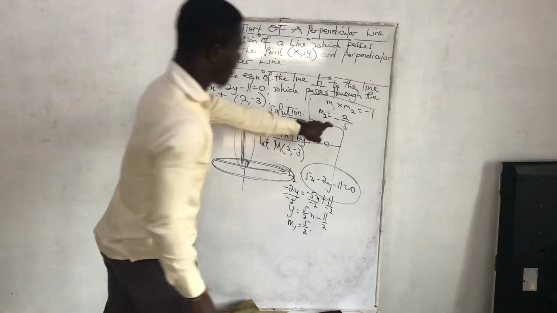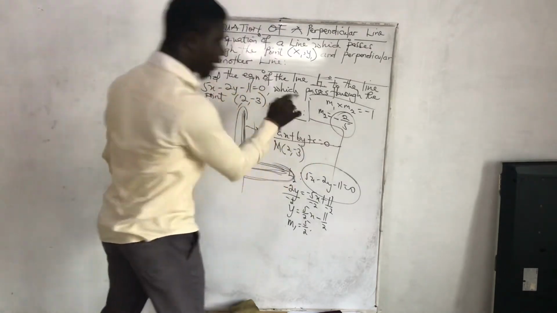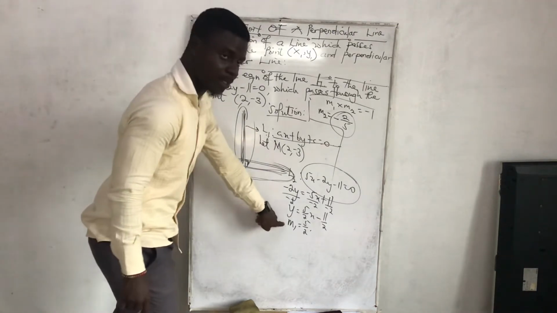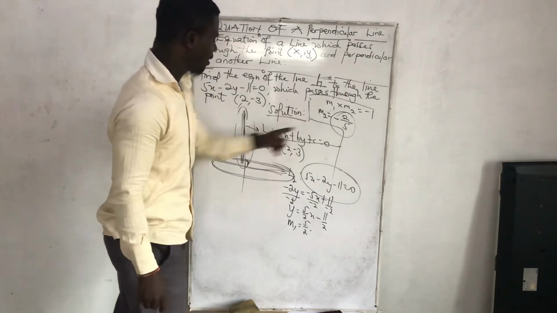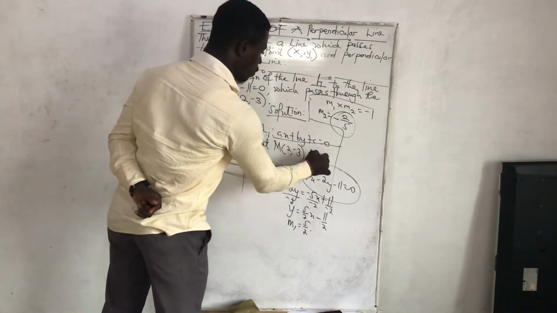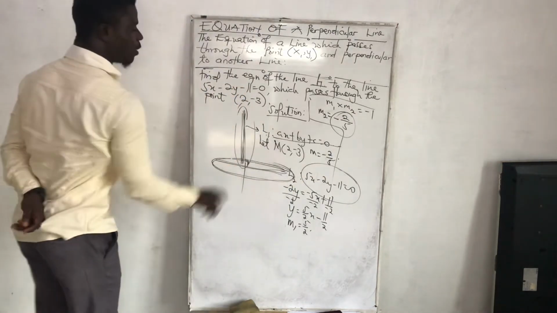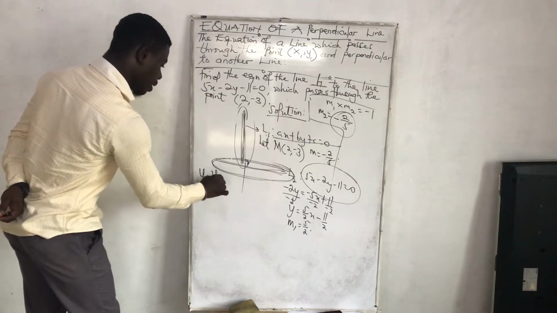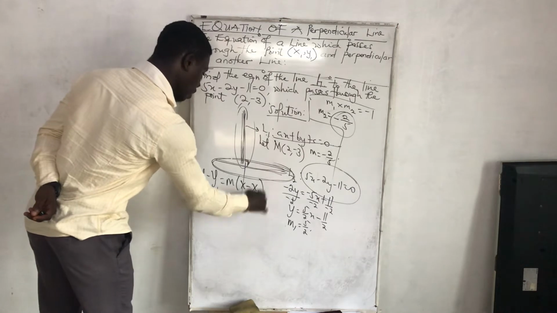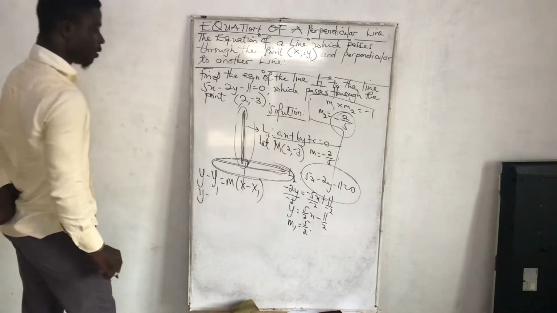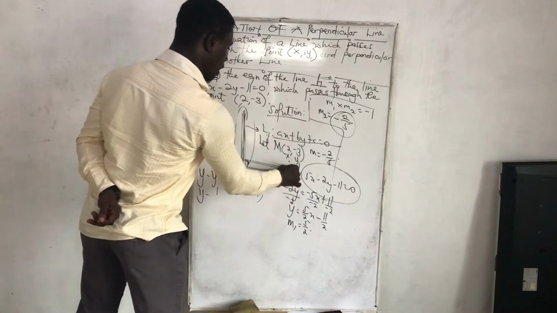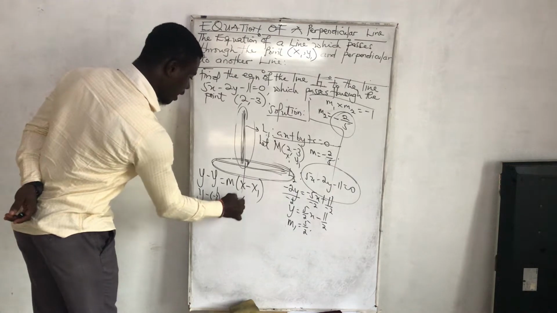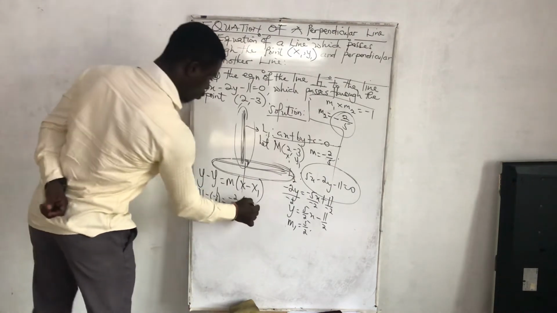So we are supposed to use this, -2 on 5, in our formula, not that, because this is the gradient for this line. So M equals -2 on 5. Then we use the point, which is 2, -3. So now let's see: y minus y1 equals m times x minus x1. Our y we don't put any value inside, minus y1, where y1 is -3, equals m, which is -2 on 5, then x minus x1, which is 2.